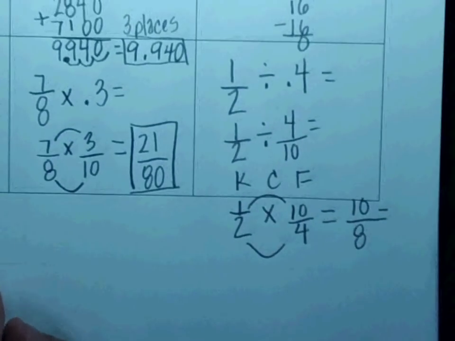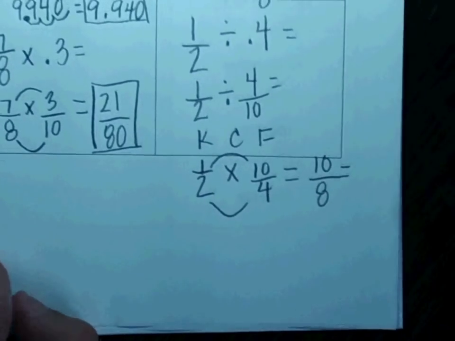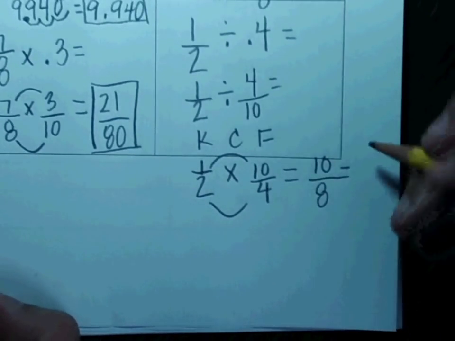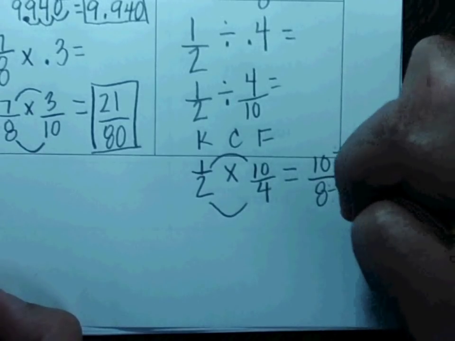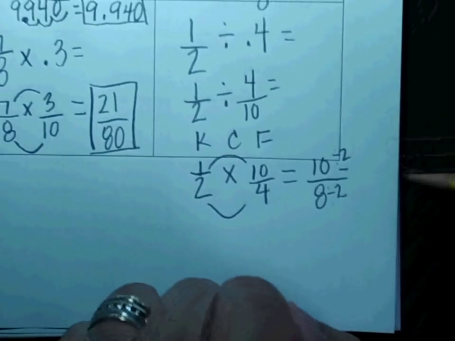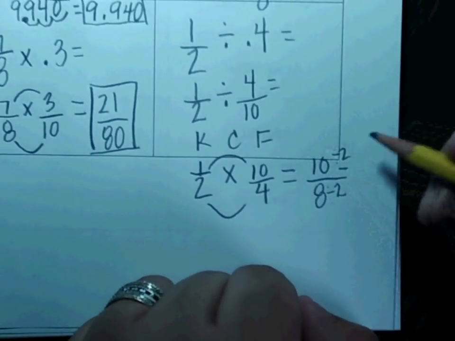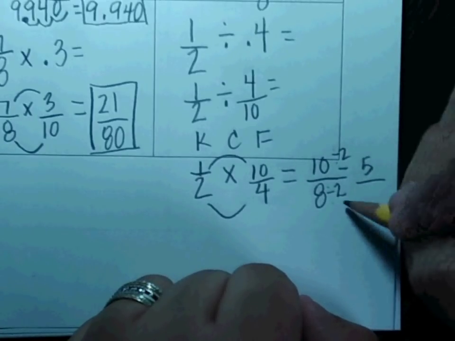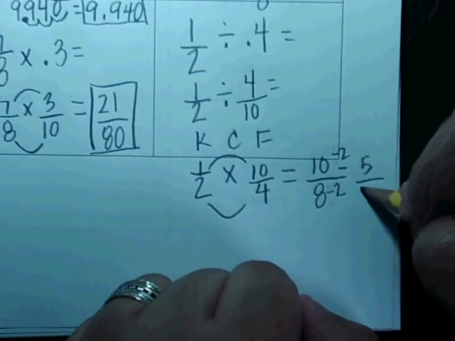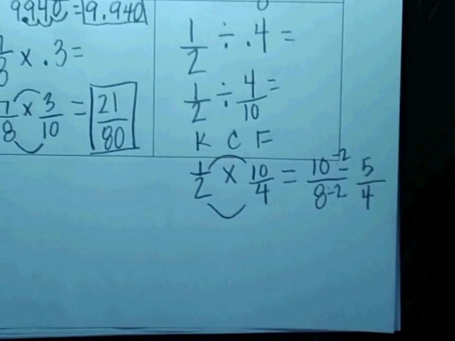And now we have two even numbers. Our numerator and our denominator are even. And so we know we can divide it by 2. And so if we cut 10 in half or divide it by 2, we get 5. If we cut 8 in half or divide it by 2, we get 4. And so our answer can be 5/4.